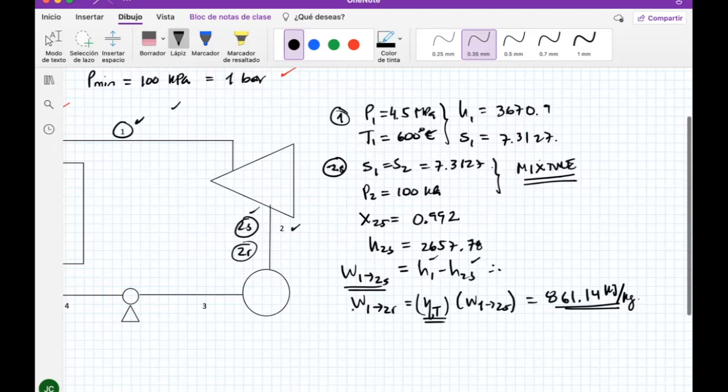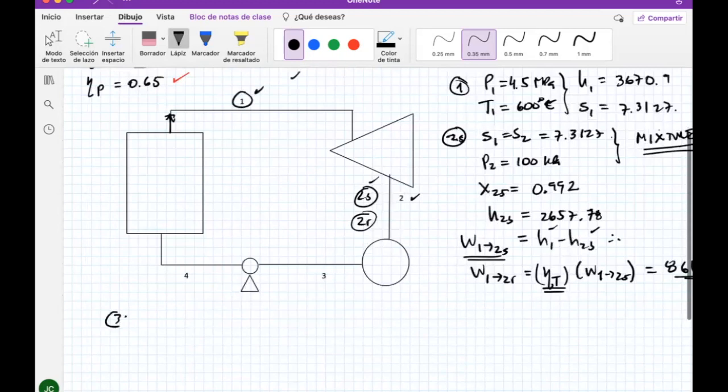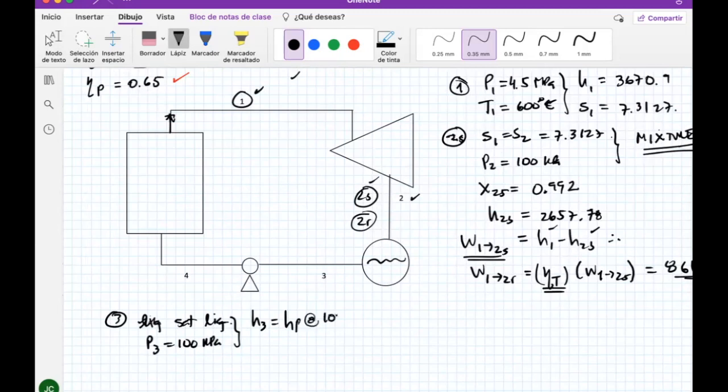Let's just go with other points. So state 3 needs to be saturated liquid, and the pressure is still 100 kilopascals, because in a condenser you don't change pressure. It's an isobaric process. So after this, you will get that H3 equals the saturated liquid enthalpy at the conditions of 100 kilopascals. So I'm gonna put it here, and H3 equals... what I would get here is... where are you? Because I have a bunch of numbers here, it's not very easy to locate them.